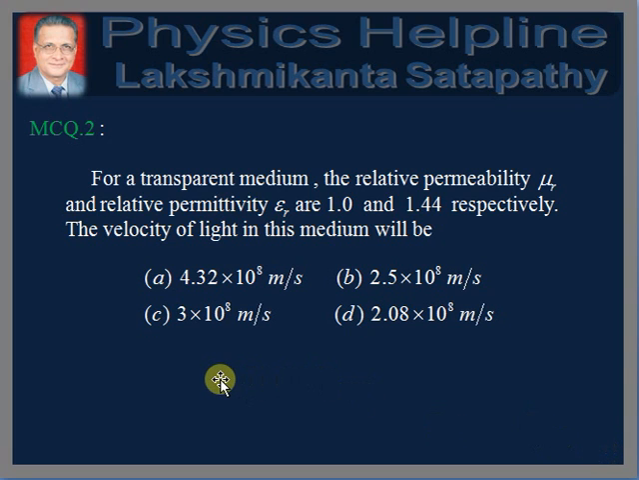Now, for question 2. It is given that for a transparent medium, the relative permeability mu r is equal to 1.0 and the relative permittivity epsilon r is equal to 1.44. We are required to find the velocity of light in this medium. The options are given in the question. We are required to find the correct option.